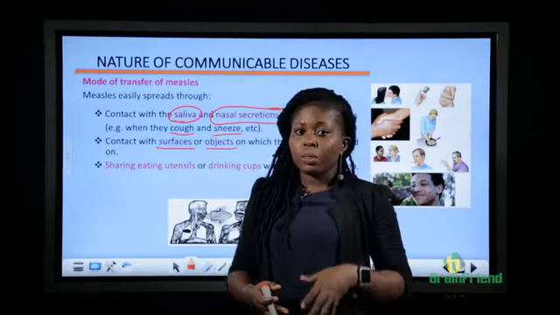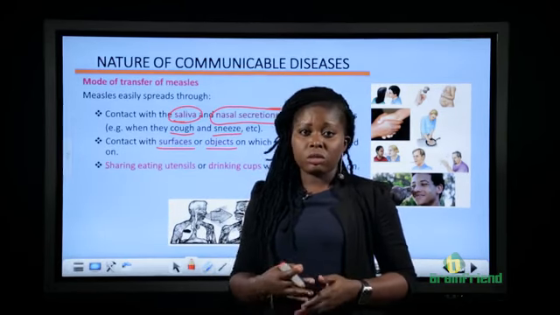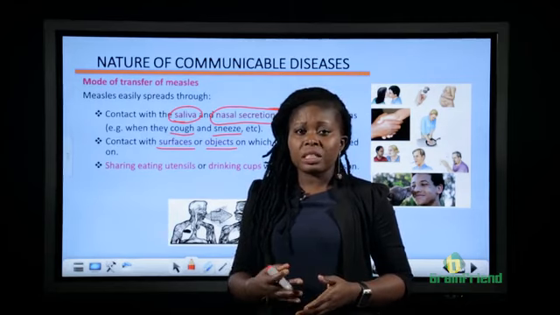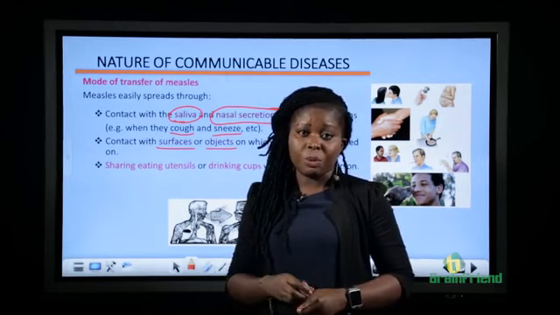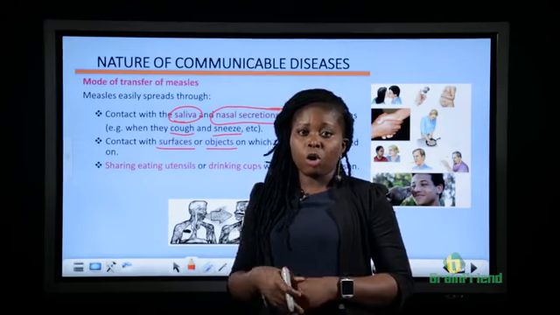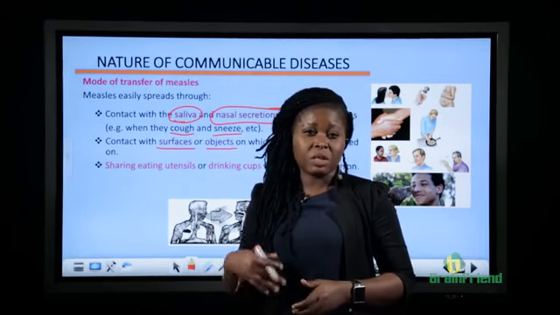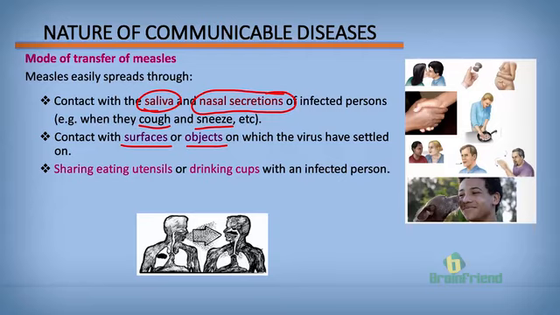All right? So, measles, the virus can actually stay on surfaces. So, if someone is infected with this measles virus and has gone to touch, let's say, a tabletop, and someone else comes in contact with that same tabletop or an object that the infected person has touched, there is a possibility for that person to contract the measles virus. Another way is sharing eating utensils or drinking cups with an infected person.